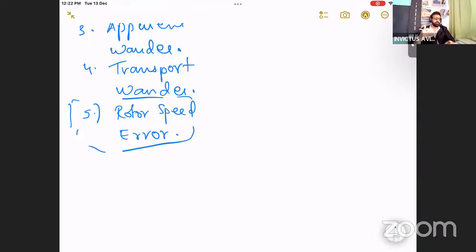Just like I would say that the compasses had errors. I was saying that they will not show you the exact reading. They'll show you either more or less. Wander is something like that. So transport wander is due to change of aircraft position.